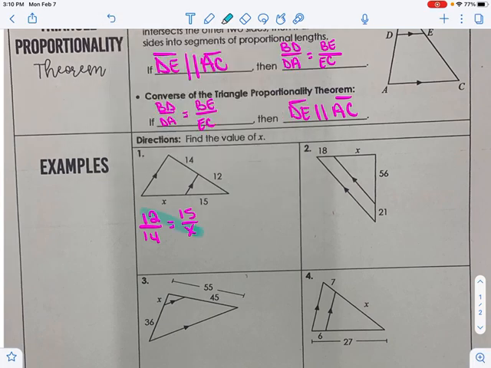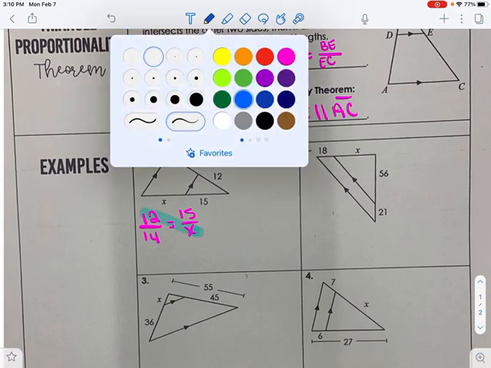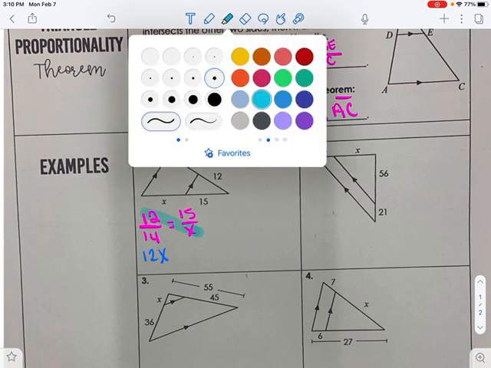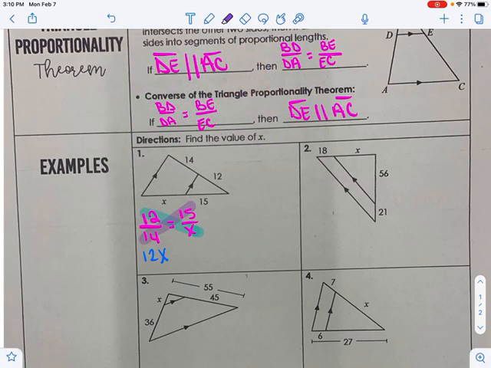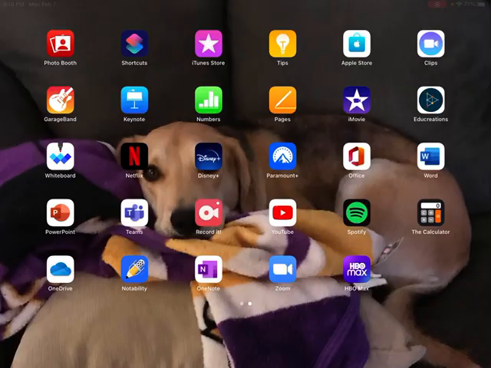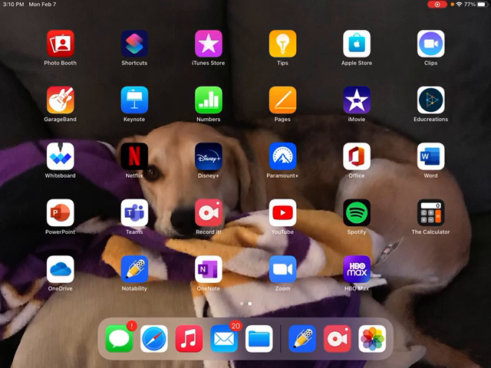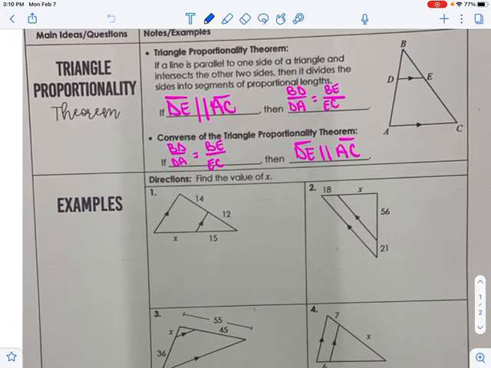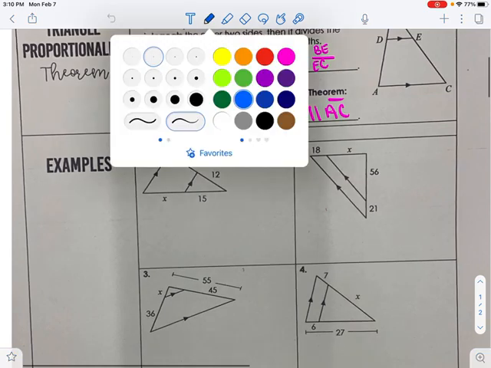So those two are going to multiply and make a 12x. And then those two are going to multiply. Whoa, what happened there? Had a bit of a freak out there. Let's do that all over again.